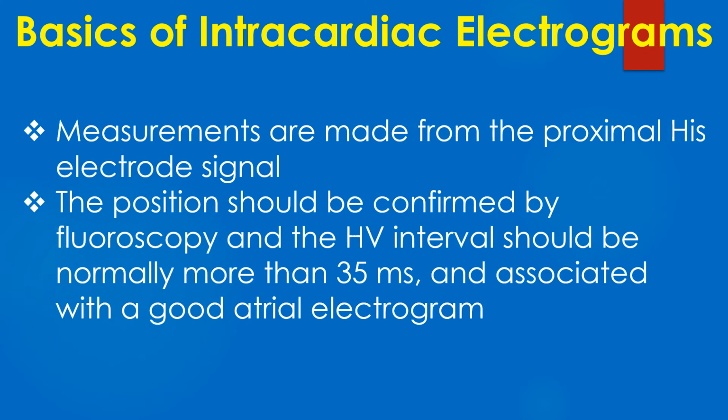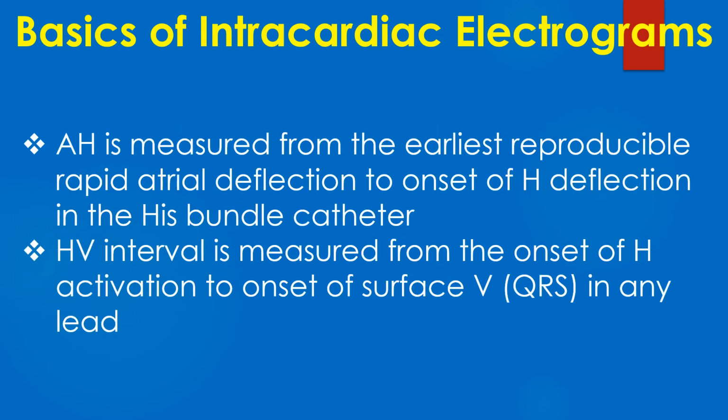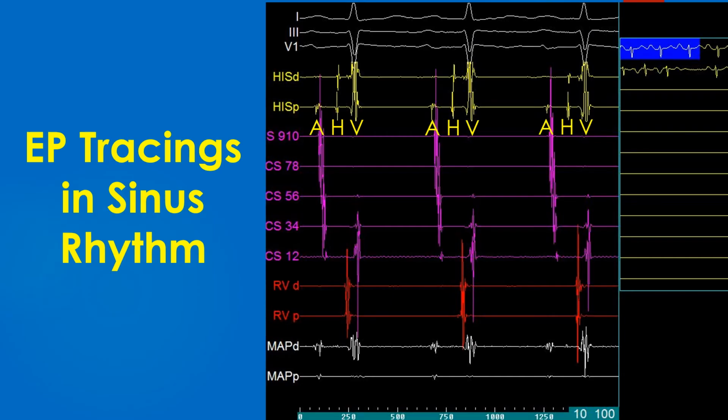The position should be confirmed by fluoroscopy, and the HV interval should normally be more than 35 milliseconds, associated with a good atrial electrogram. AH is measured from the earliest reproducible rapid atrial deflection to onset of H deflection in the His bundle catheter. HV interval is measured from the onset of H activation to the onset of surface V or QRS in any lead. EP tracings in sinus rhythm.